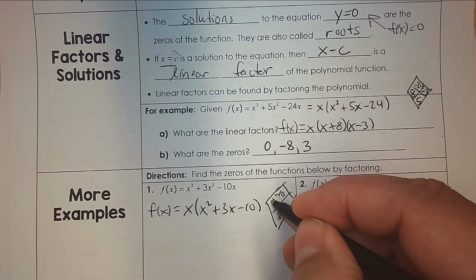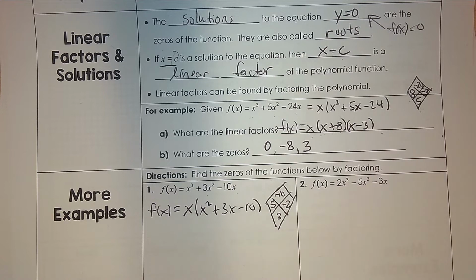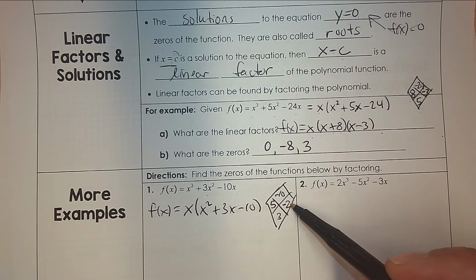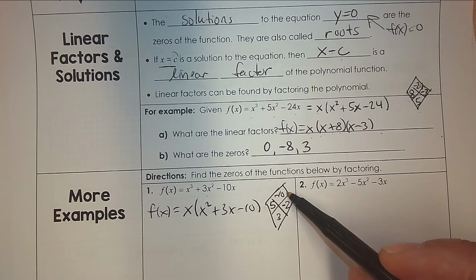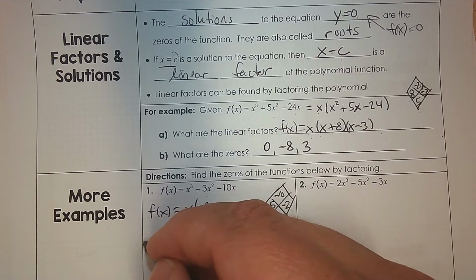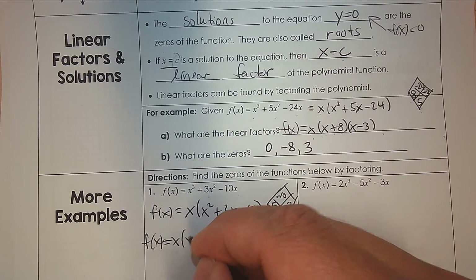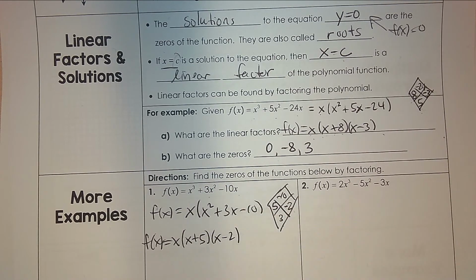So the two numbers that are going to work are 5 and 2. And again, the 5 needs to be positive, and the 2 needs to be negative. So 5 take away 2 is 3, and 5 times negative 2 is negative 10. It matches. So when I write this in factored form, I have one factor of x plus 5 and the other of x subtract 2.